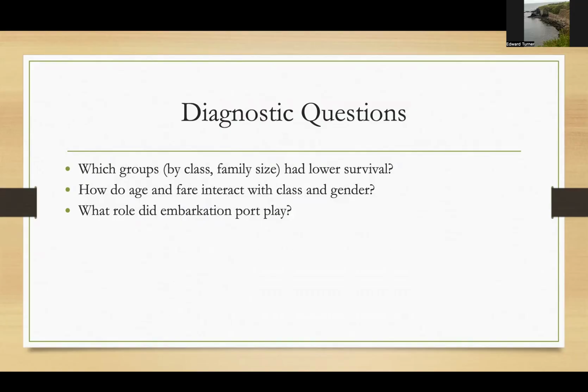And so these are the types of questions we're going to ask ourselves to understand how or whether someone survived. We're going to look at different groups. We consider family sizes, the class as well, and consider which ones had lower survival rates. We're going to consider how age and the fare for the ticket interact with the class and gender. And then we're going to consider the embarkation port and how that played into it.